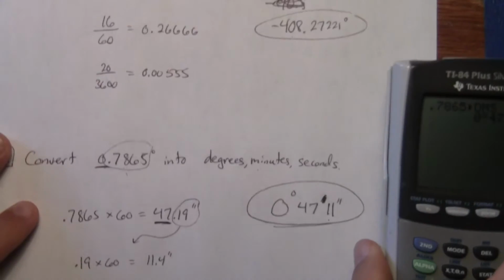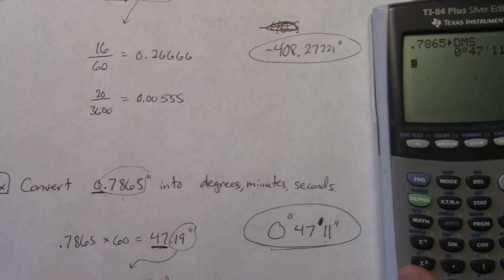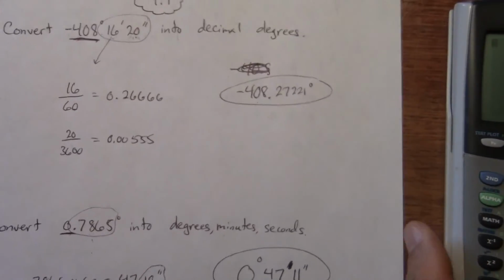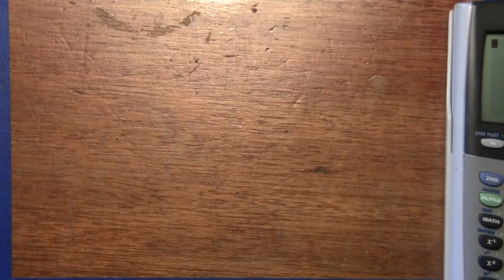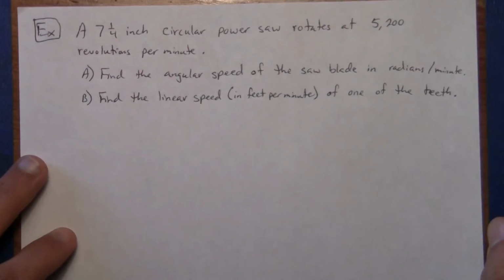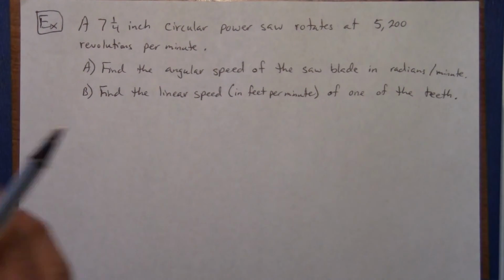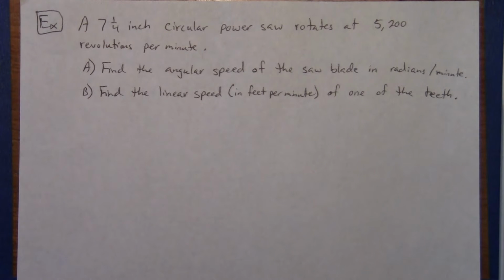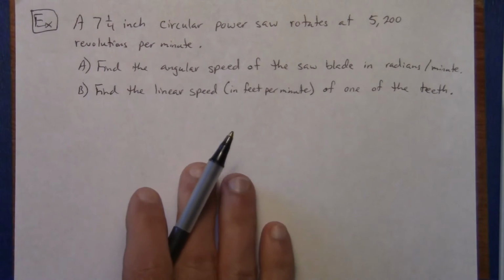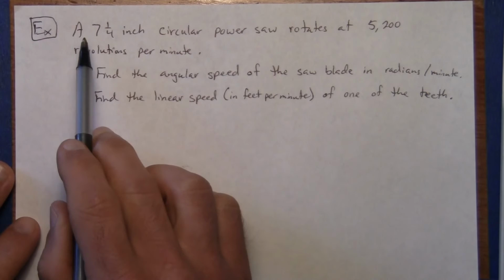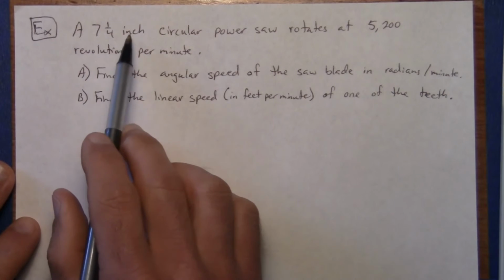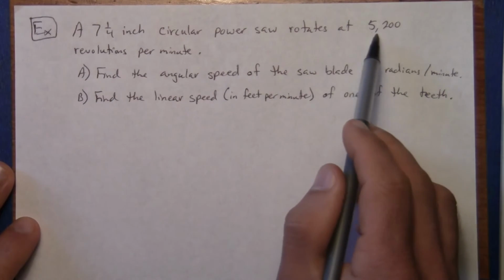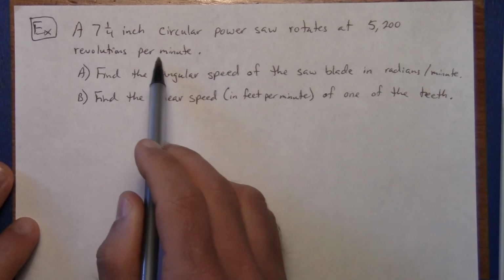So very easy to do, especially if you've got a calculator handy, which you're going to need because these numbers are not going to be very fun to do by hand. All right, so those are the first 2 problems. Hopefully those are quicker for you. The ones where you probably have some issue are the story problems. They can be a little tricky setting up sometimes. So looking at the first one, this is number 1, I think 103 in your textbook. It says a 7 1/4 inch circular power saw rotates at 5,200 revolutions per minute.